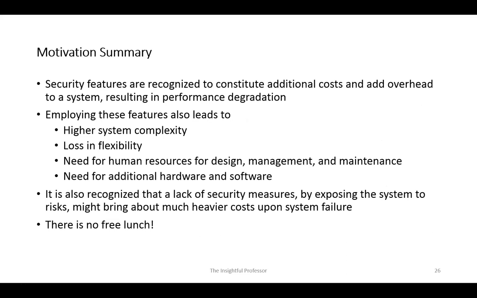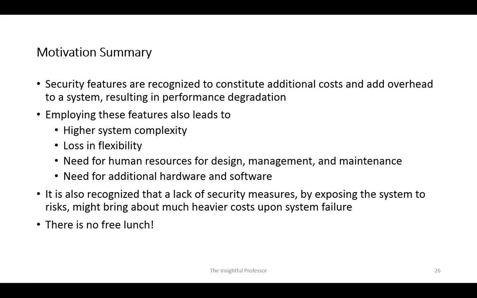We presented our motivation for investigating data security. We've noted that security features are recognized to constitute additional costs and add overhead to a system. The result is potential performance degradation. Additionally, employing these features leads to higher system complexity, loss in flexibility, need for human resources for design, management, and maintenance, and a need for additional hardware and software.